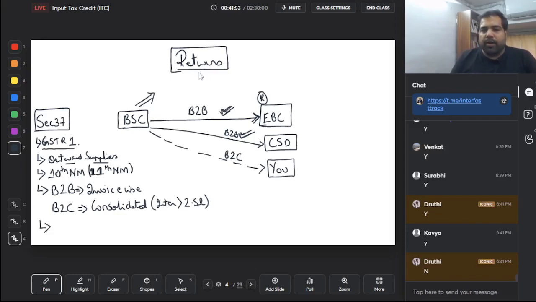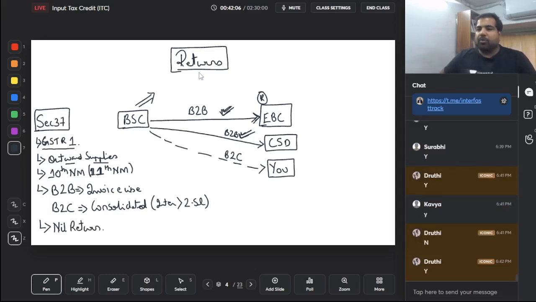Guys, what if it's COVID and no one bought batteries? Then will you file a nil return also? Yes guys, you have to file nil return also, and that is a problem. A lot of people forget to file this, and that's why they have to pay fees, because they don't file this on time. And for nil return, you have an SMS facility also. You can use SMS to file a nil return, which is a good thing.